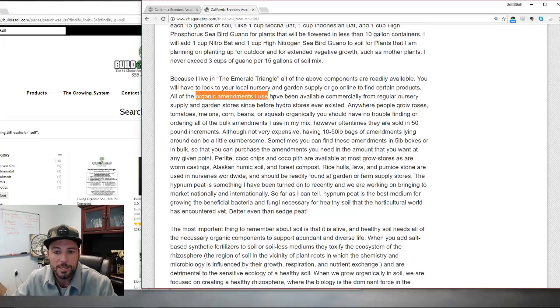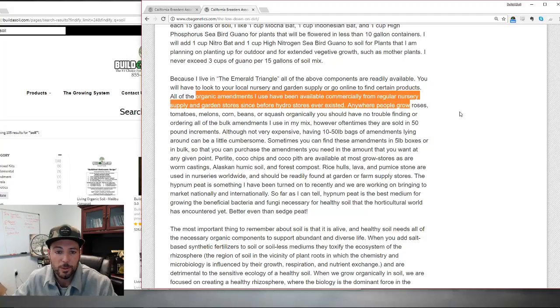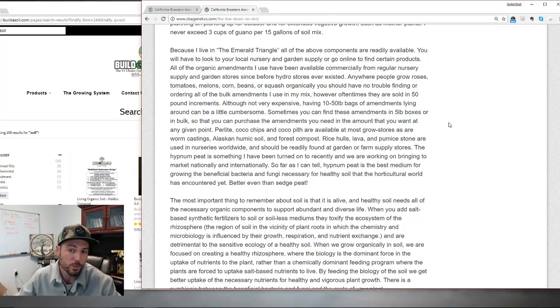All the organic amendments I use have been available commercially from regular nursery supply and garden stores since before hydro stores ever existed. Anywhere people grow roses, tomatoes, melons, corn, beans, or squash organically, you should have no trouble finding or ordering all of the bulk amendments I use in my mix. However, oftentimes they are sold in 50-pound increments. Although not very expensive, having 10 to 50 pounds of amendments lying around can be a little cumbersome. Sometimes you can find these amendments in 5-pound boxes or in bulk so that you can purchase the amendments you need in the amount you want at any given point.